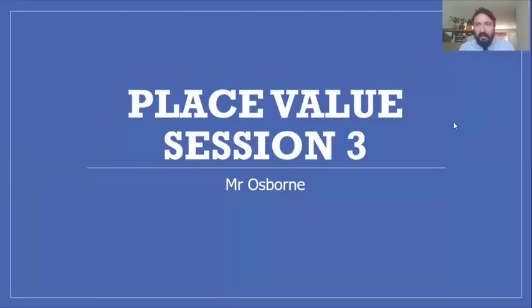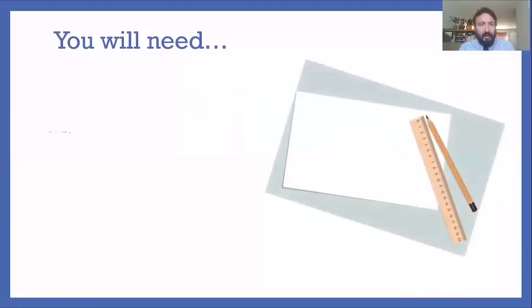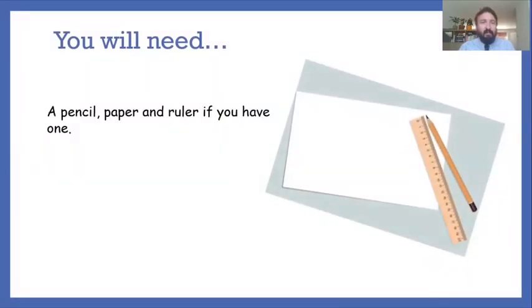Yes, so I hope you found the first 2 sessions helpful, and we're going to move on to session 3, which is looking at rounding numbers. Let's get sharing the screen. Here we go, share screen, session 3, and let's get this underway. So you will need a pencil, paper, and a ruler if you have one. Again, if you have a place value grid with you that you may have drawn in the first 2 sessions, that will be fantastic. If not, not to worry.